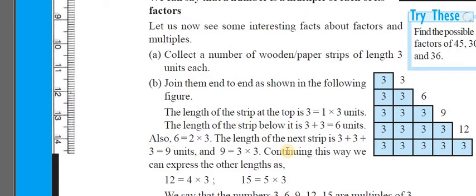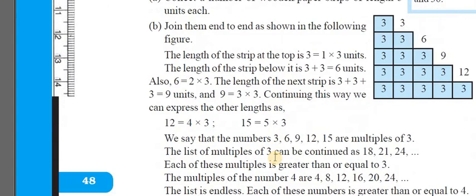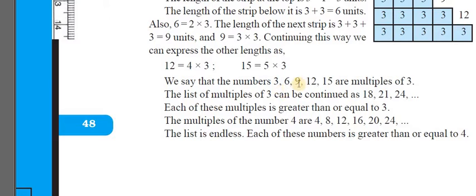Collect wooden or paper strips of length 3 units. Join them end to end as shown in the following figure. The length of the strip at the top is 3 units and the strip below is 6 units. So the next strip will be 9 units, and the next strip continues this way. We say that the numbers 3, 6, 9, 12, 15 are called multiples of 3. So the list of multiples of 3 can be continued like this.